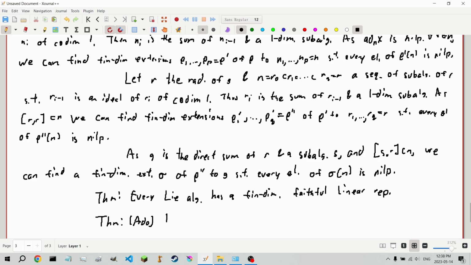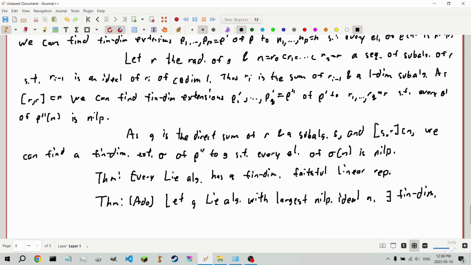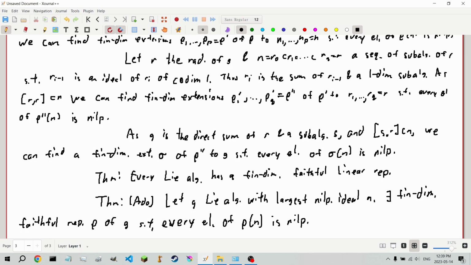I guess better stated as Ado's: let G be a Lie algebra with largest nilpotent ideal N. There exists a finite dimensional faithful representation ρ of G such that every element of ρ of the largest nilpotent ideal is itself nilpotent. And let's look at the proof.